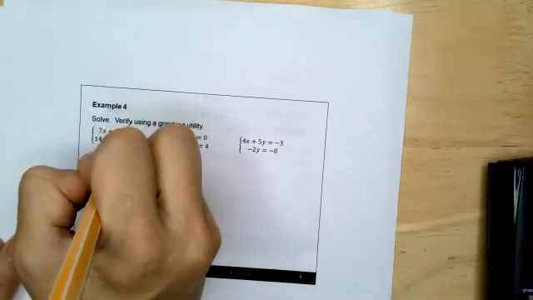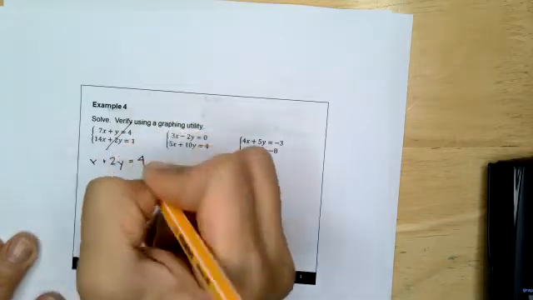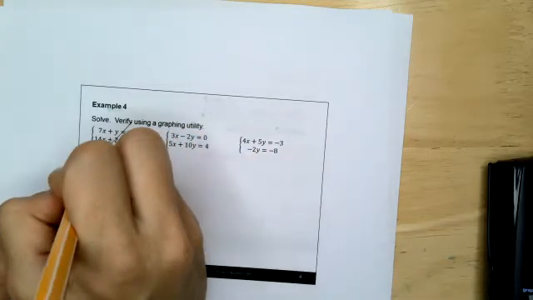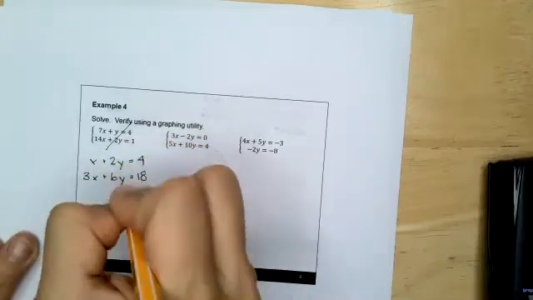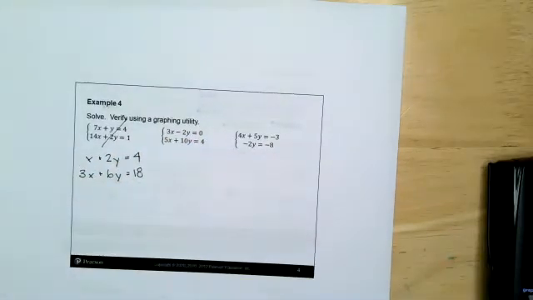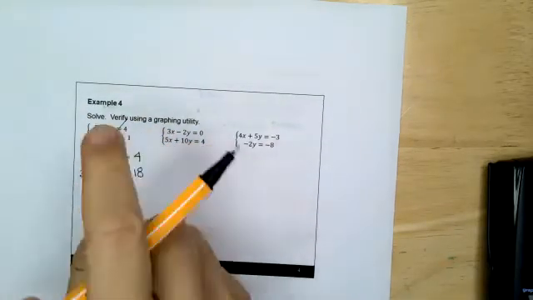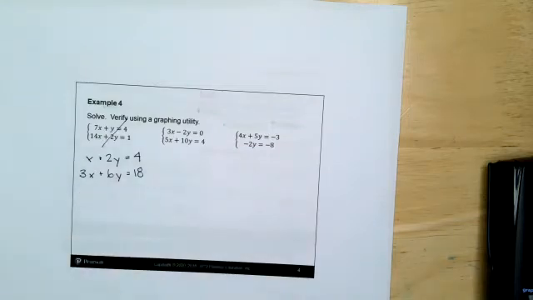x plus 2y is 4. 3x plus 6y is 18. Good. Make sure your x's and your y's are lined up. And then eliminate one, okay? I have x plus 2y equals 4 and 3x plus 6y equals 18.